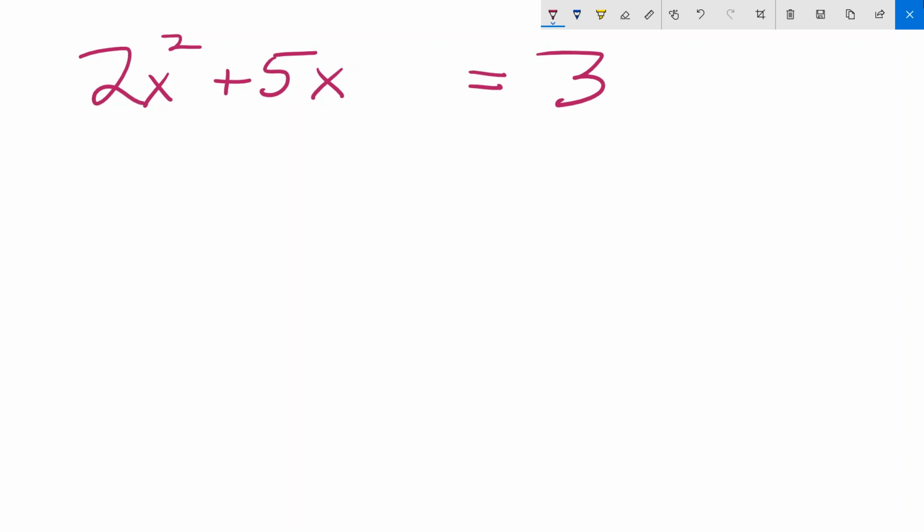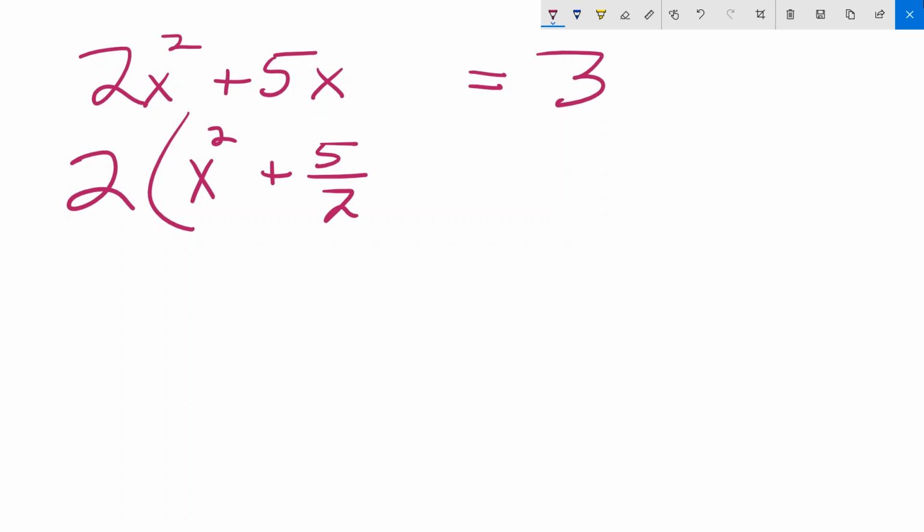Now, here's the thing. You cannot complete the square unless the coefficient of the x squared term is a 1. So I cannot complete the square on this until I factor out a 2. Because you just divide both sides of the equation by 2? No. You don't want to divide the right side. All I want to do is factor out a 2 from the expression on the left side, which gives me this. So x squared plus 5 over 2.